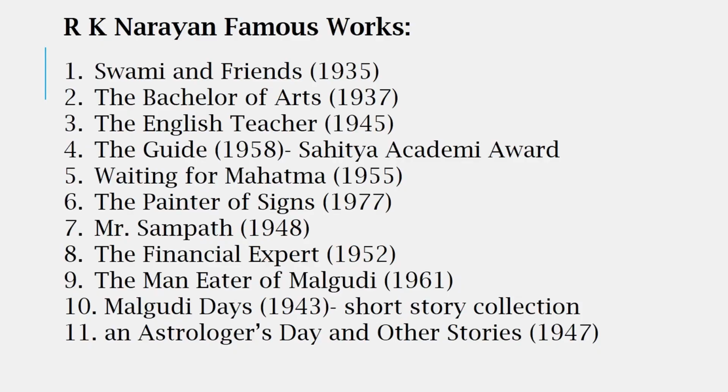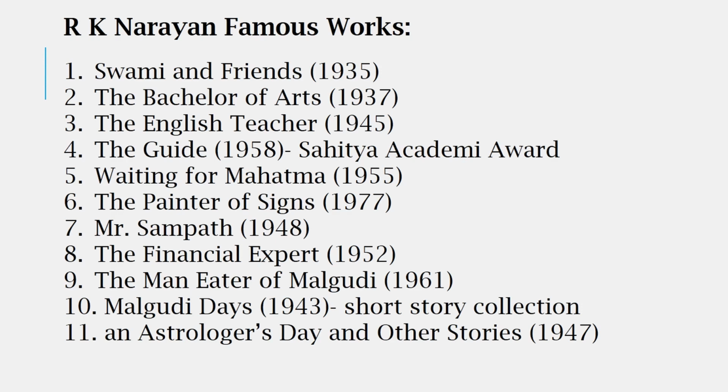R K Narayan is famous for his short stories and novels. Let's first consider some of the most famous works that made him very popular as an Indian English writer. Here we have some of the famous novels. The very first is Swami and Friends, his first novel, published in 1935. The second novel is The Bachelor of Arts, published in 1937. Then we have The English Teacher, 1945.